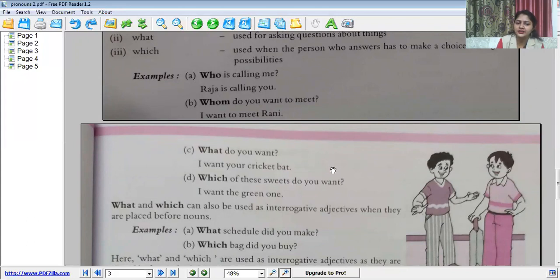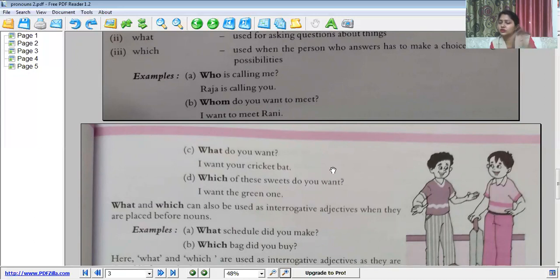Let's go a little more in depth. What and which can be used as interrogative adjectives when they are placed before nouns. You can use them as interrogative adjectives when there's a noun beside it. You remember I had told you about possessive adjectives? Same with demonstrative adjectives, the same fundamental. This, that, these, those. This car is mine. Immediately after this, what has followed? Car. So this car. So this is demonstrative, for sure. But is it a demonstrative pronoun or adjective? Just beside this, what have I used? Car.